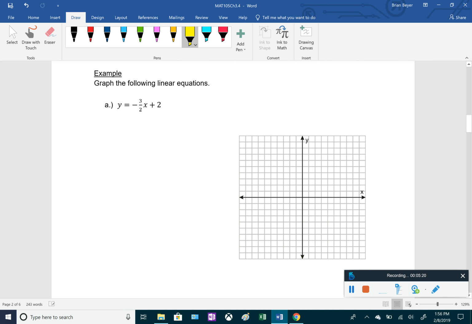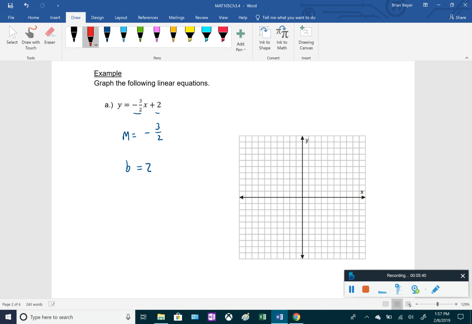Okay, so let's graph them. For the first one, graph y equals negative 3/2 x plus 2. So let's find the slope and the y-intercept. The slope is negative 3/2, and the y-intercept is positive 2.